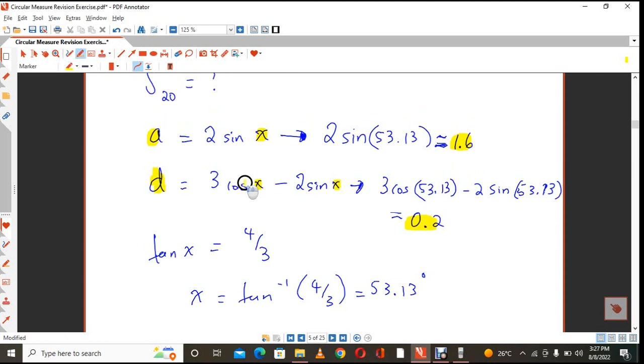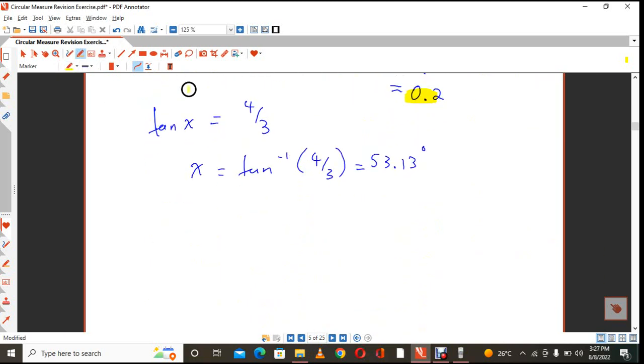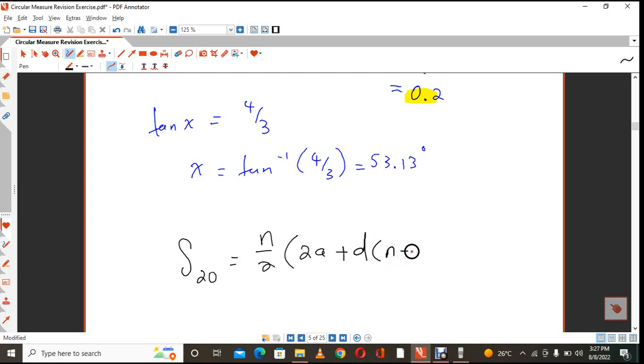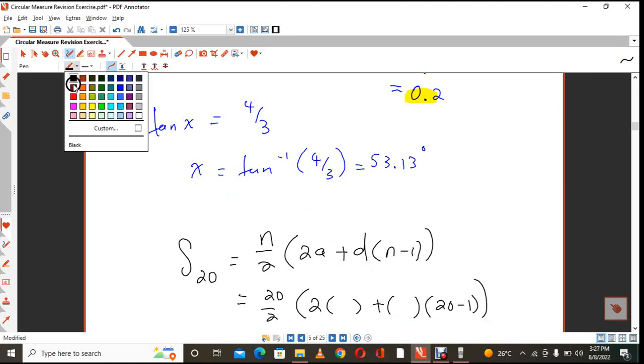Now we can actually find the sum of the first 20 terms. How do you find the sum of the first 20 terms? I hope you remember. The sum of the first 20 terms is n over 2, in brackets 2a plus d multiplied by n minus 1. So that is 20 over 2, then 2a plus our d multiplied by 20 minus 1. Let us just insert the values.